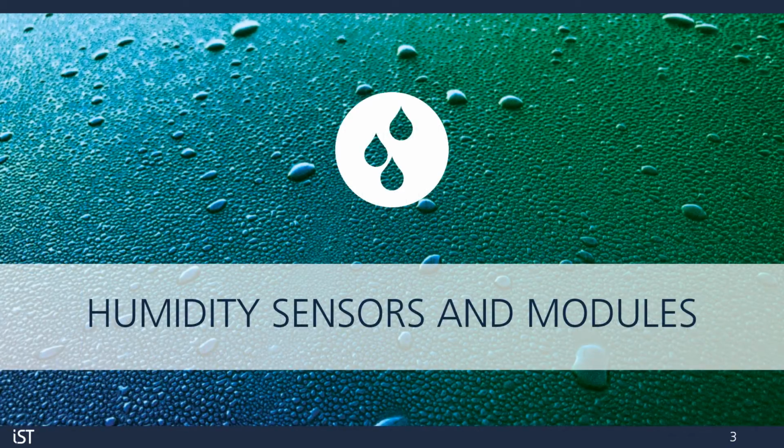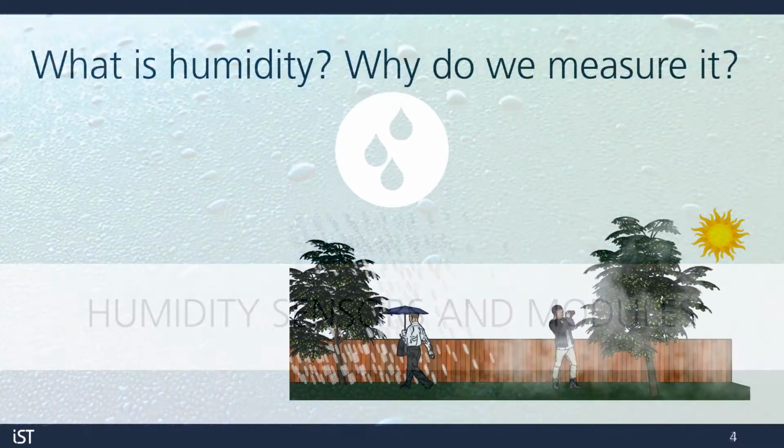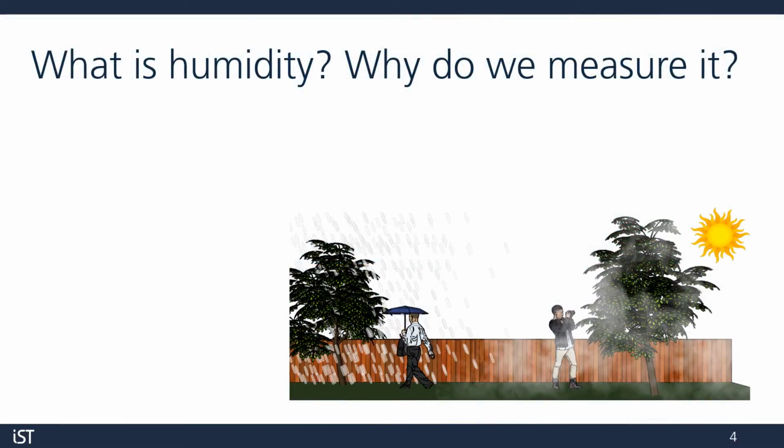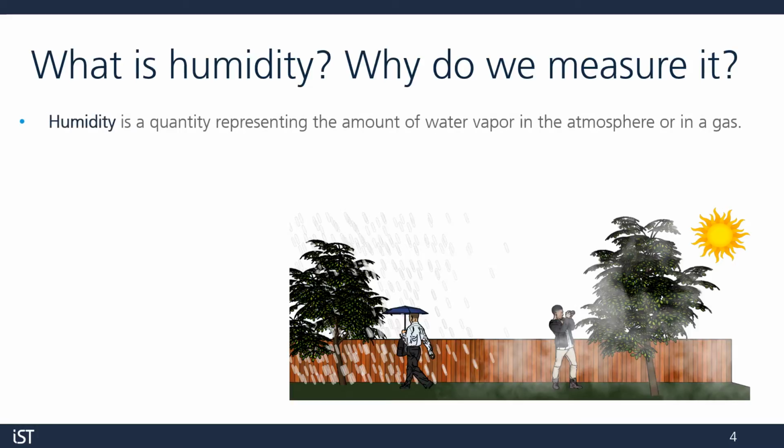Let's get started with humidity. So, what is humidity? Humidity is a quantity representing the amount of water vapor in the atmosphere or in a gas. For this presentation, we'll be talking about humidity in air.